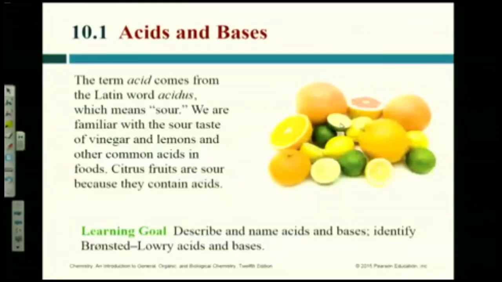Chapters 1 through 9 without something and something. What did we skip? Skip 5 and 7, 8, 5 and 8. Yeah, because 8 is gas. So we skip 5 and 8. We'll come back to this eventually.